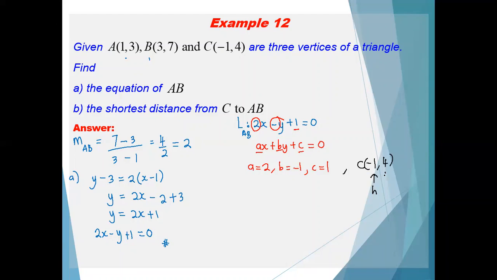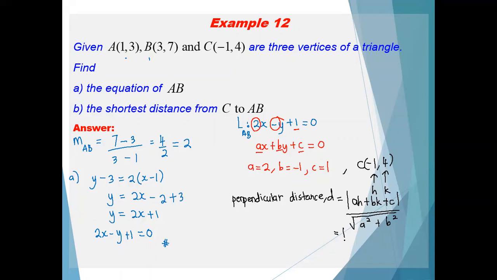So negative 1 is h, 4 is k. We use the formula for the shortest distance, or we call it the perpendicular distance, which is d, equal to the formula: modulus of ah plus bk plus c over square root of a square plus b square.